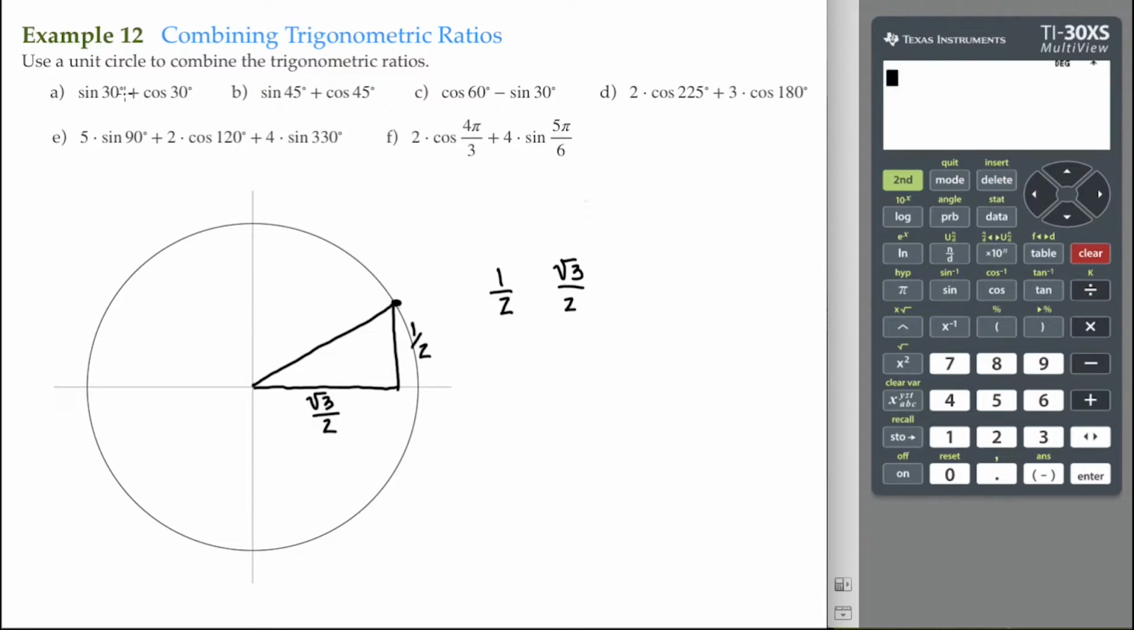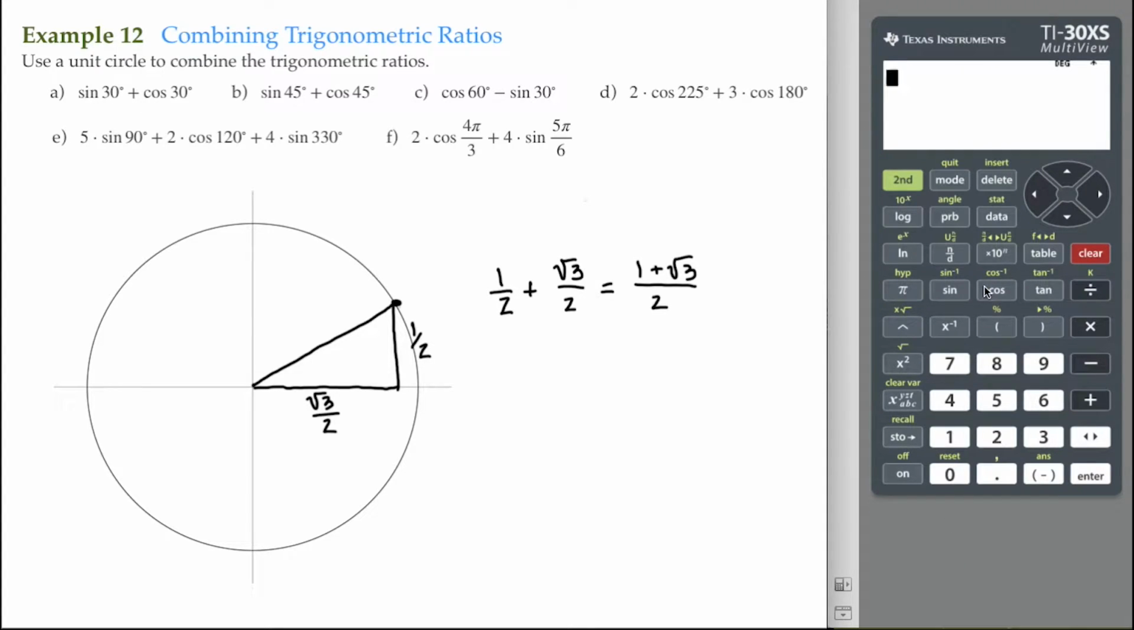So we have the sine of 30 degrees, that's 1/2, plus the cosine of 30 degrees, that's root 3 over 2. So we'll just add these two together. So this winds up being 1 plus the square root of 3 all over 2. So if we go over to our calculator, that's exactly how we're going to type it in.